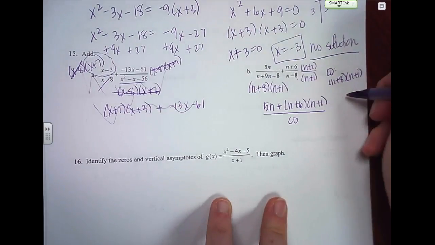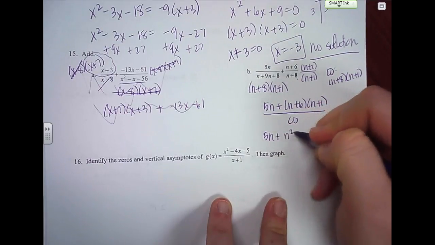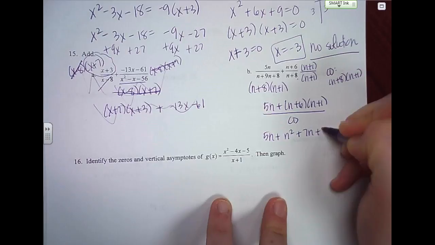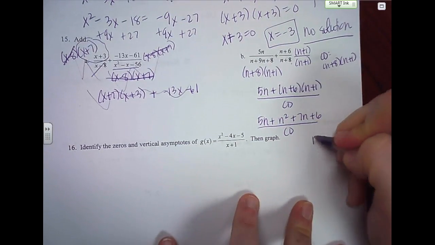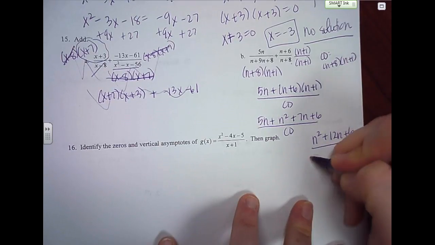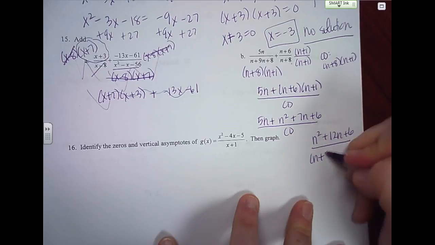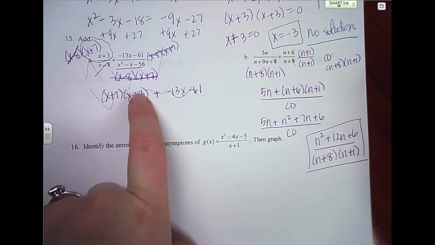So you just simplify the top here. So this becomes 5n plus n squared plus 7n plus 6 over the common denominator. And I can combine like terms, n squared plus 12n plus 6 over my common denominator, n plus 8, n plus 1. There we go. So if you look at my key, I'll fix this one.